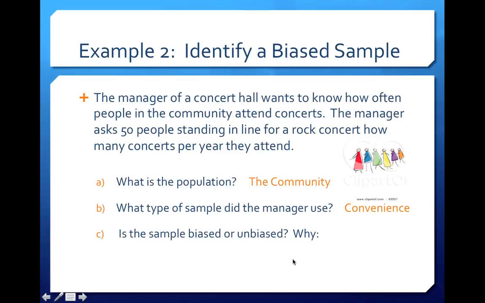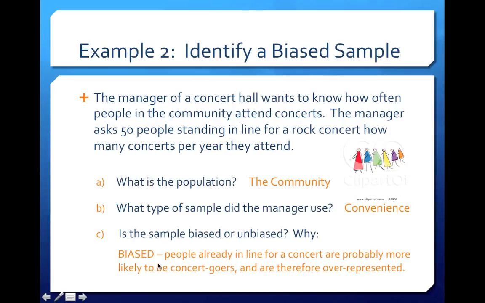In this case, I would say that this would be a biased sample. Because if he's talking to people who are already in line for the concert, these are people in the community who are already likely to be concert goers. And so their number of times going to a concert is probably a little higher than some of the other people in the community who he hasn't talked to at this point. And so the concert goers are going to be overrepresented in this particular sample. So that would make this a biased sample.